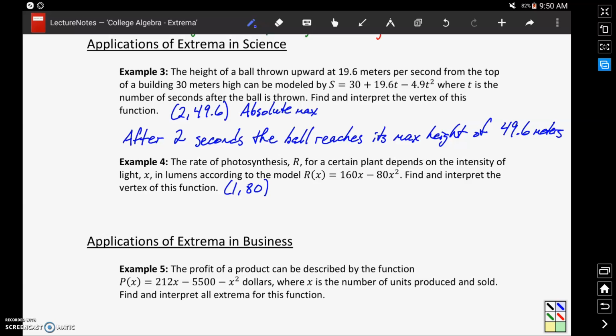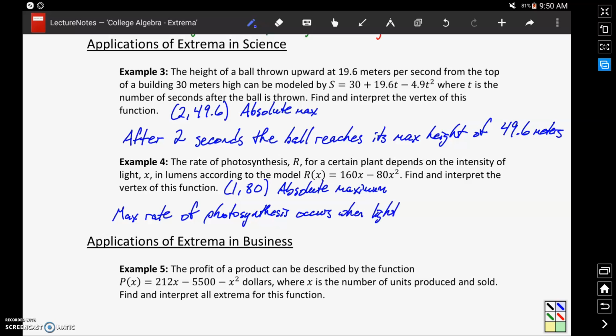If our absolute maximum is occurring at the point x equals 1, y equals 80, then what that's telling us again in this case is that the maximum rate of photosynthesis occurs when the light intensity is 1 lumen. So let's distinguish there, that's the number 1 lumen.